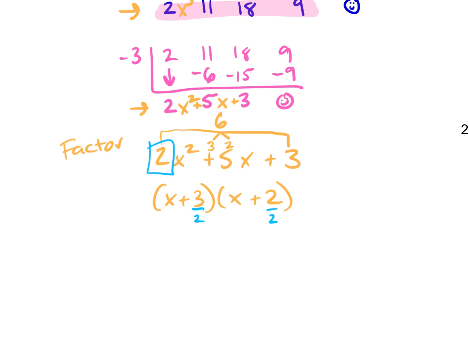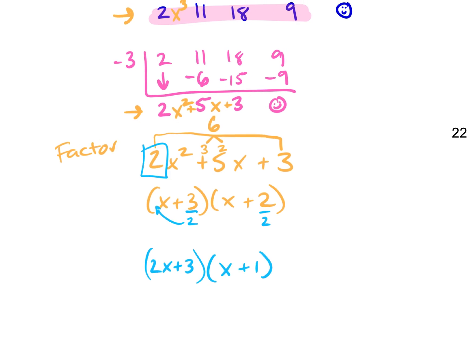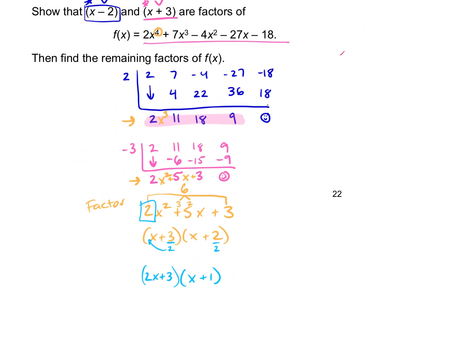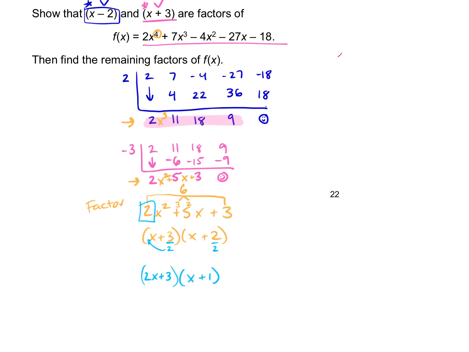So when we divide, what do we do if we can't divide? Awesome. Put it in front of the x. We have 2x plus 3. And then if you can simplify, simplify. What's 2 divided by 2? So x plus 1 would be our remaining factor. Now, these two are factors.